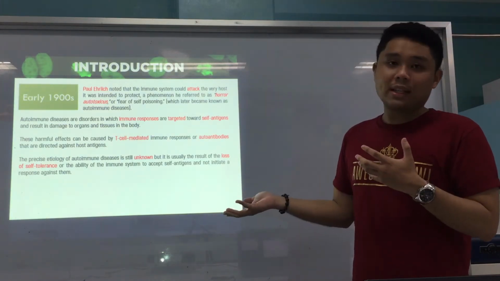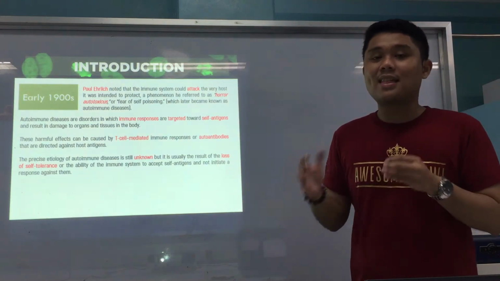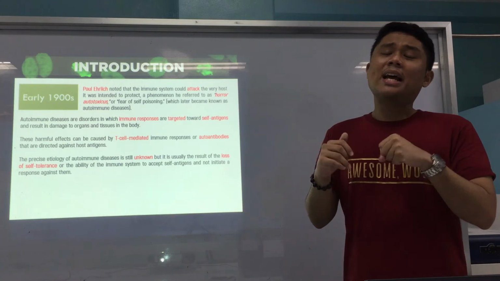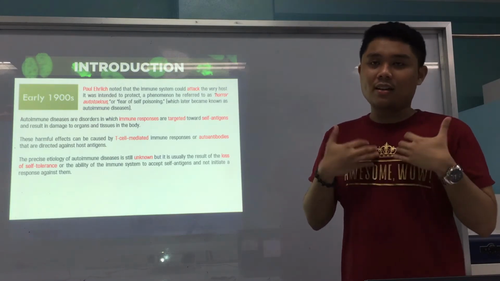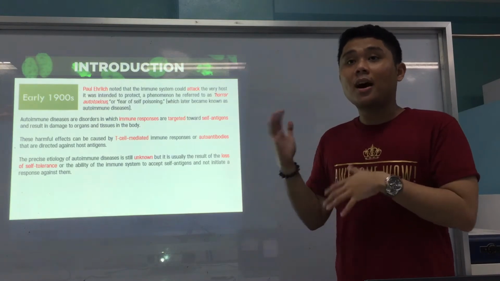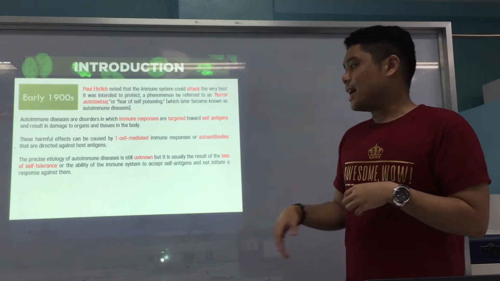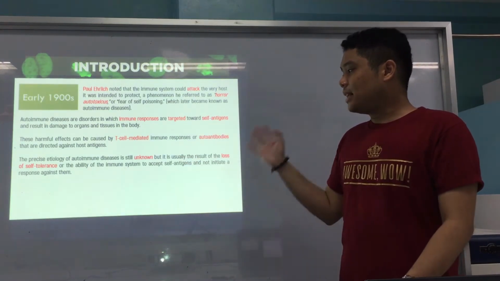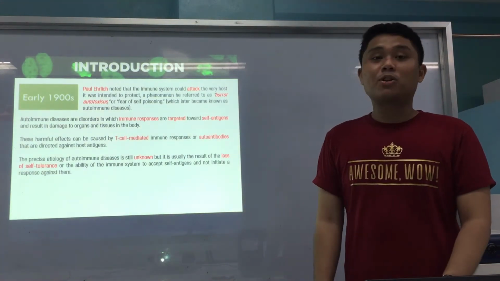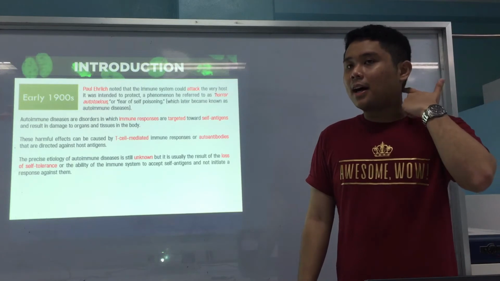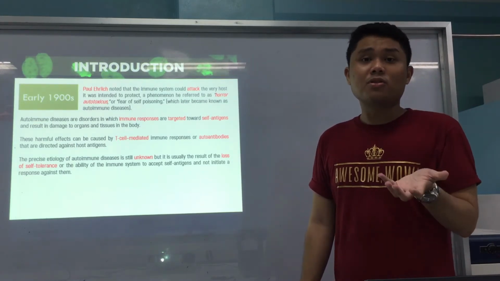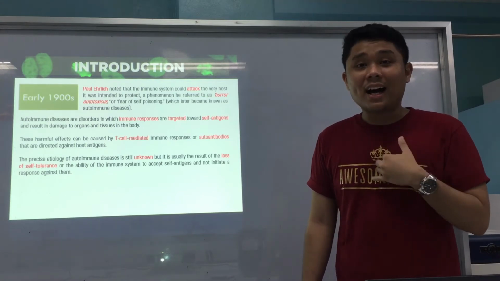But in autoimmune diseases, they lose their ability to differentiate between the antigens that are truly their own and the antigens that come from other sources. So again, self-tolerance is the ability of the immune system to accept the self-antigens and not initiate a response against them. In autoimmunity, the immune system loses the ability to recognize what is its own and what is not.